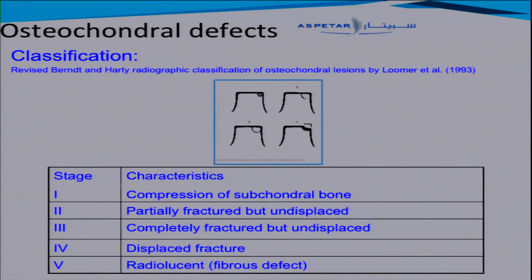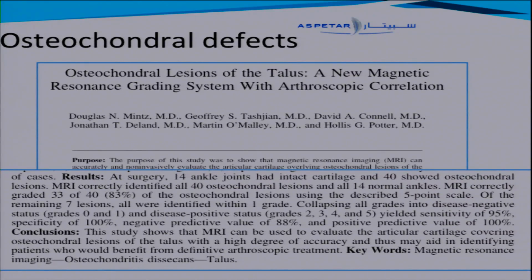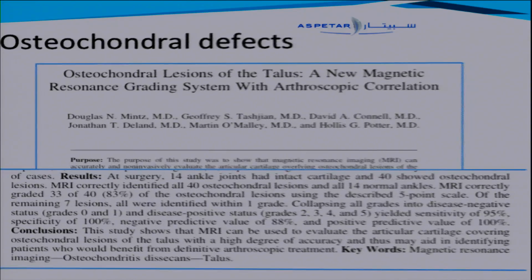Now, just to tell you how the classification works, their classification was a radiological one, and nowadays we have MRI that helps us a lot. We've seen in the studies that MRI can be used to evaluate the articular cartilage covering osteochondral lesions with a high degree of accuracy, and thus may aid in identifying patients who would benefit from a definitive arthroscopic treatment.